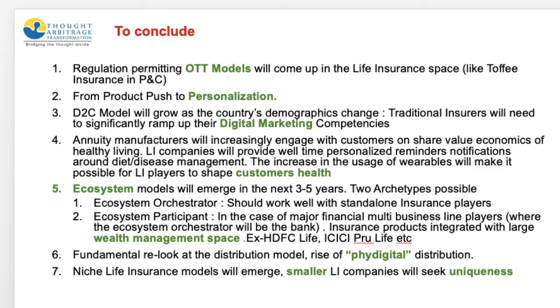You have to relook at the distribution model, and the rise of phygital, which is a combination of physical and digital models of distribution, will come in place. Seventh point, like fabric insurance, niche insurance models will emerge, and smaller life insurance companies will seek uniqueness.